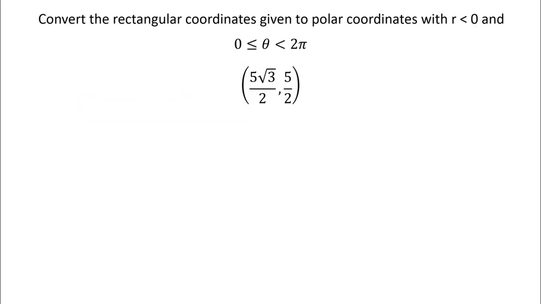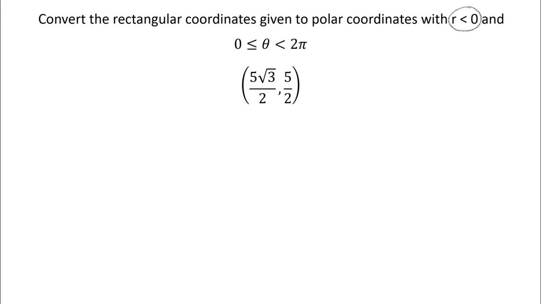All right, let's take a look at this example. Here again, we're converting the rectangular coordinates that were given, and we want to convert those to polar coordinates. This time, we're told to convert with an r less than 0, and our angle theta still being between 0 and 2 pi.